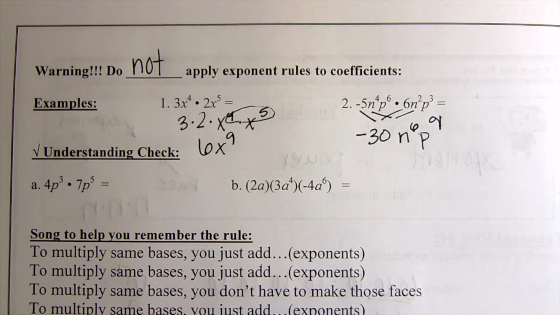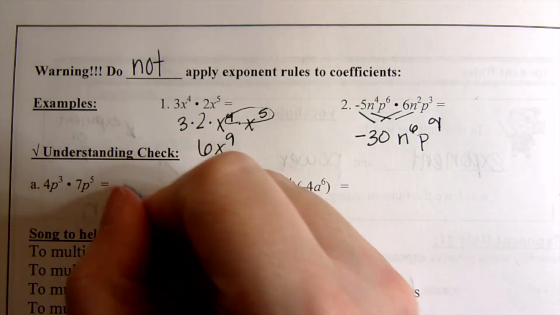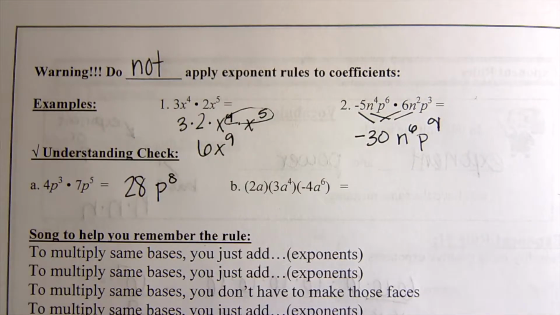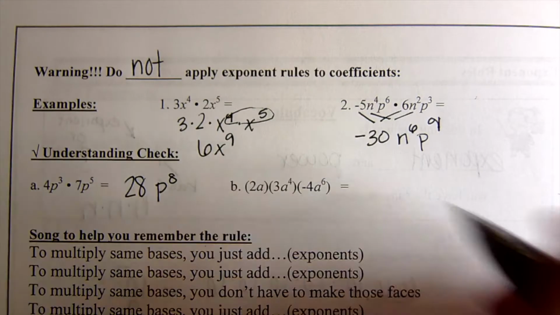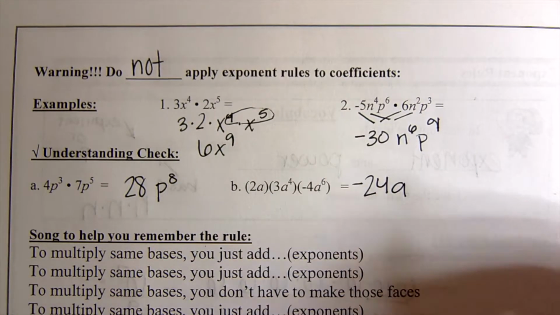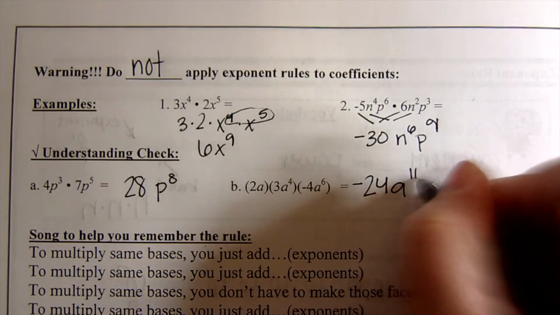All right, part A, what is the coefficient going to be? 28, and then p to what power? 8. Part B, what's the coefficient? Negative 24. A to what power? 11.